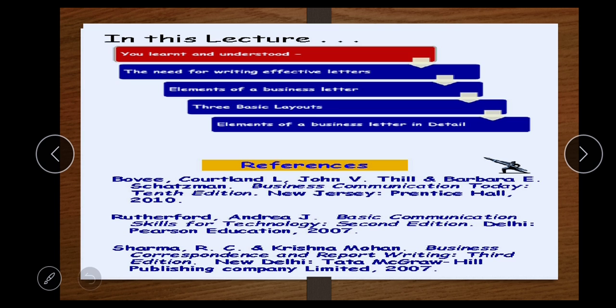We covered the need for writing business letters, effective letters, elements of a business letter, and three basic layouts and elements of a business letter in detail. I hope that you have got the whole details about business letter writing. Again, there are many formats available on the net. You may surf and adopt whichever is applicable to you, but nowadays the block format is used in business letters.